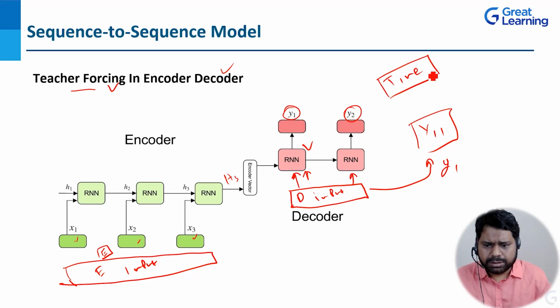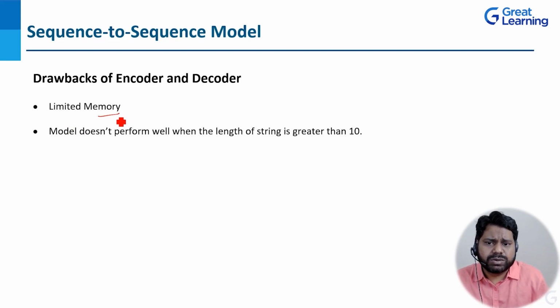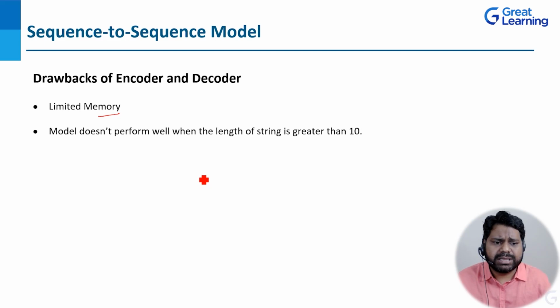Okay, so let me erase this. Now let's move on to the next slide. So what are the drawbacks of the encoder decoder model? It has been seen that encoder decoder models have limited memory. Since we are using LSTM, it can perform well with longer text, but this cannot work well if we are passing an entire sentence containing 100 lines of text. In such situations the encoder and decoder model does not perform well.